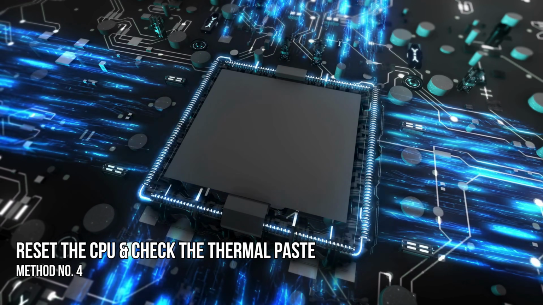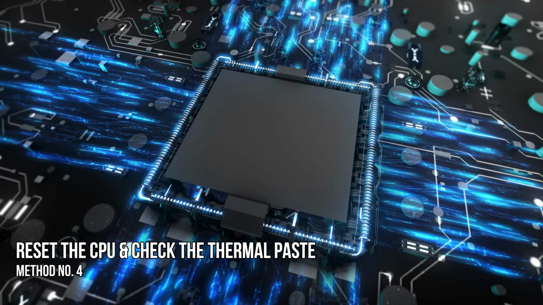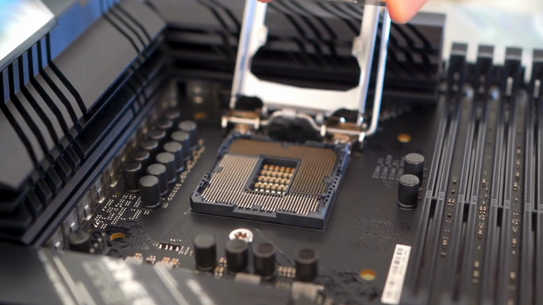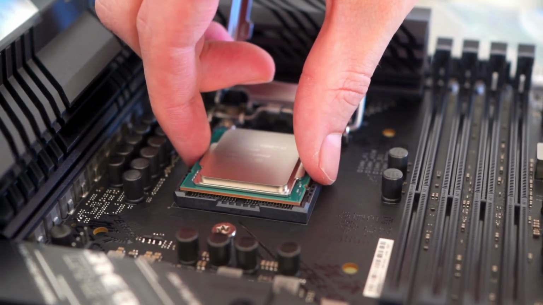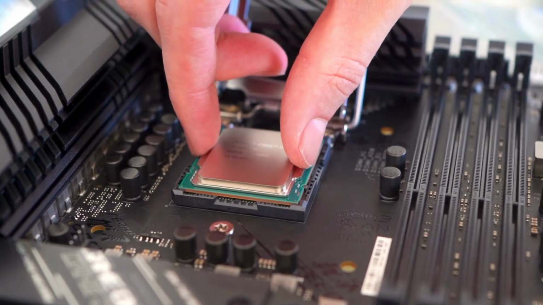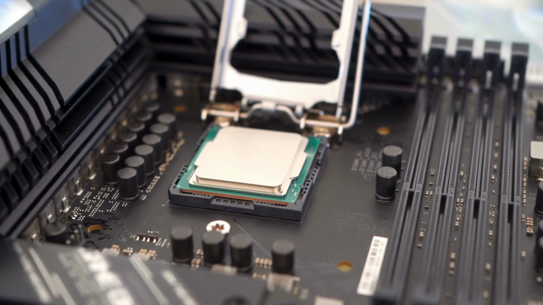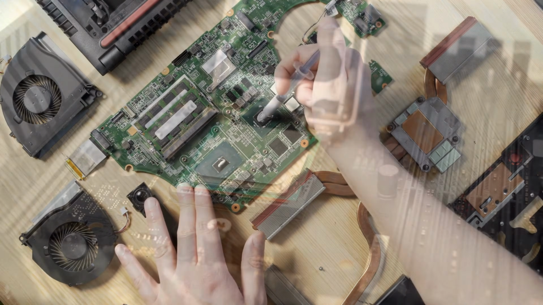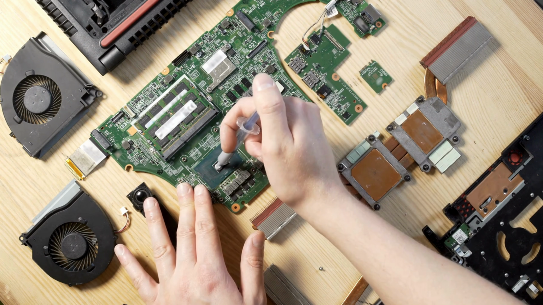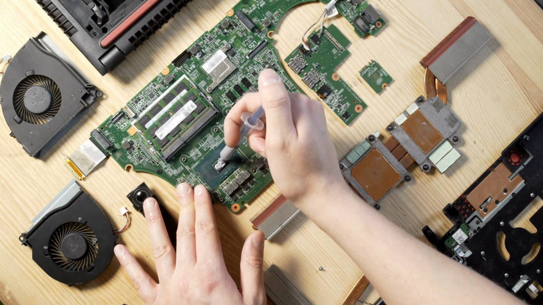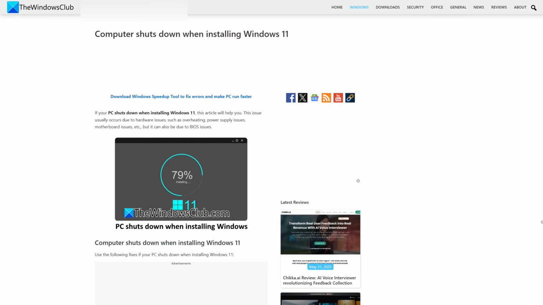Method 4. Reset the CPU and check the thermal paste. If you have built your PC, there could be a chance of incorrect CPU installation. Open your computer case and check your CPU for bent pins. If the pins are bent, fix them and install the CPU carefully. Worn out thermal paste is another cause of overheating issues. Check this and reapply the thermal paste. For more details, follow this guide.